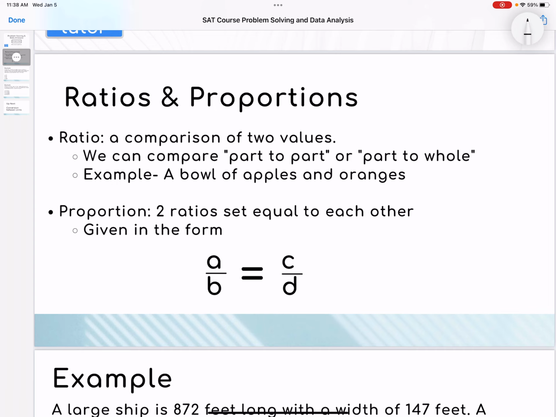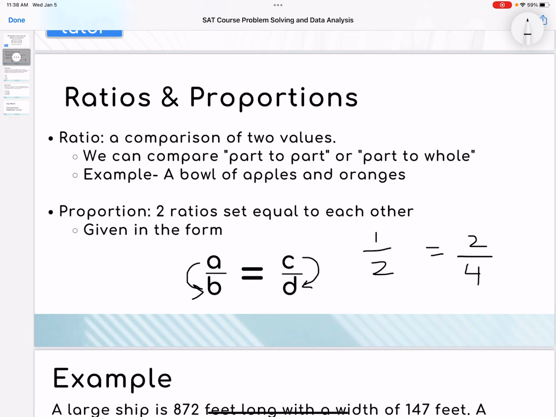Now, the other definition I want to share with you is a proportion. So a proportion is 2 ratios set equal to each other. And they're given in the form A over B is equal to C over D. And those A, B, C and D just stand for different numbers, right? But what's important is that the relationship or the ratio between A and B is going to be the same as the relationship between C and D. And I'll give you an example. One example would be 1/2 is equal to 2/4.